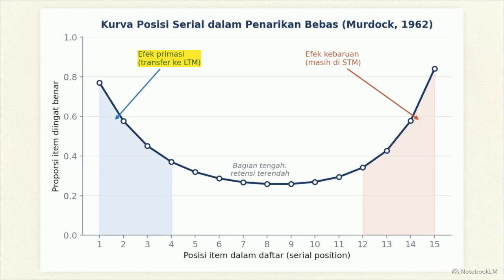Early words are rehearsed into long-term memory. The red column shows the recency effect. Late words remain actively circulating in the short-term buffer.